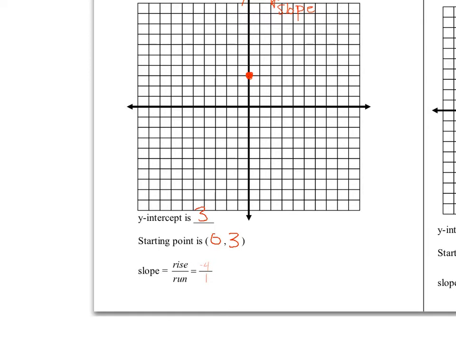Now all I have to do, rise negative 4, run 1. Rise negative 4, run 1. Just like we did yesterday. No big deal. Once we got our points, line it up. This problem is so easy now.